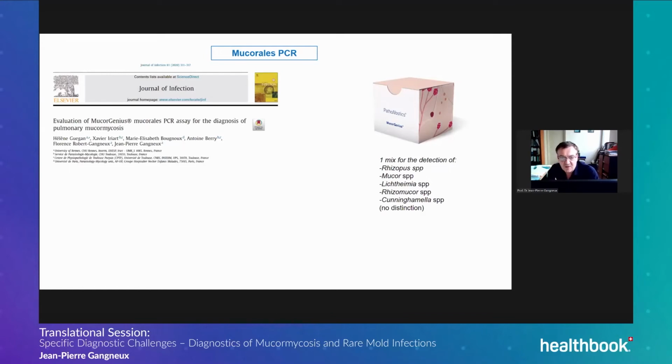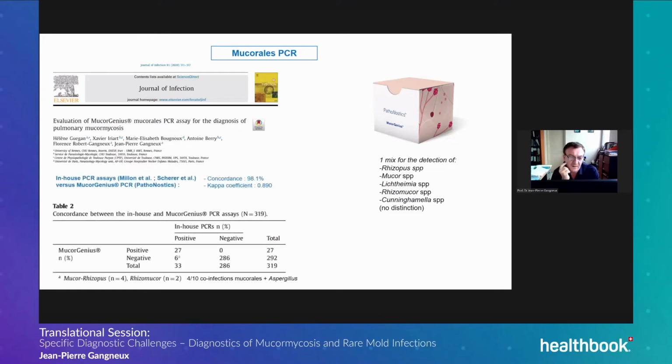So because it is now more and more useful for the monitoring of immunosuppressed patients, we have also marketed techniques that can be used in all hospitals. And in my lab, we have evaluated the MucorGenius Mucorales PCR that is marketed by PathoNostics. In this kit, there is one mix for the detection of Rhizopus, Mucor, Lichtheimia, Rhizomucor, and others. But we cannot have the distinction of the mucormycete that is responsible for the infection.